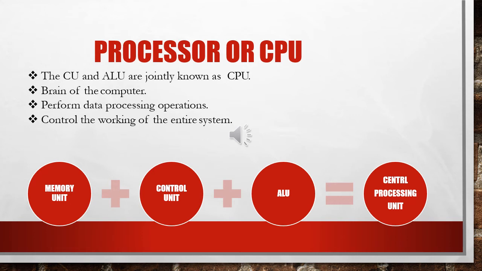The next component is the arithmetic and logical unit. This part of the CPU performs arithmetic operations. It does basic mathematical calculations like addition, subtraction, division, multiplication, etc. And the third part of the CPU is the control unit.